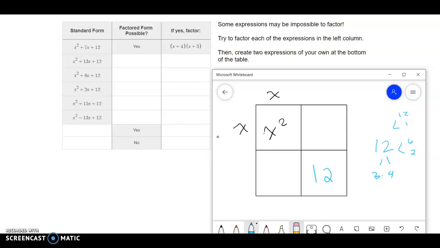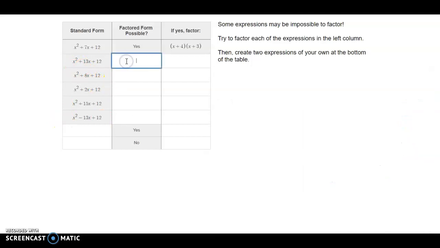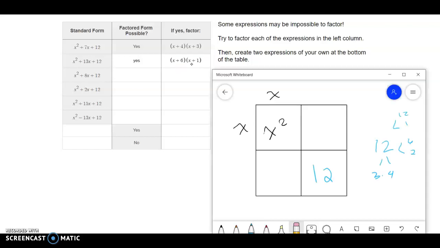Well, 3 plus 4 doesn't give me 13. 6 plus 2 doesn't give me 13. 12 plus 1. So yes, absolutely, this is factorable. If it is factorable, we're going to say what it is. So I have parentheses x plus 12 and parentheses x plus 1. And those factor out.